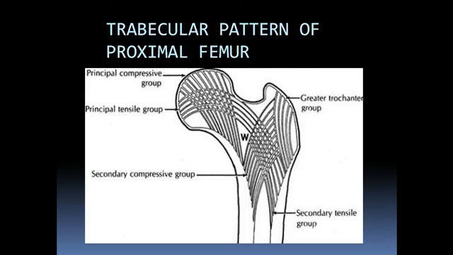For maintaining the stability of the fracture and post-reduction of the fracture, the trabecular pattern plays a crucial role. Two types of trabecular pattern are here: the principal compressive group and secondary compressive group, and the principal tensile group and secondary tensile group also. And there is a vacant area known as Ward's triangle here.